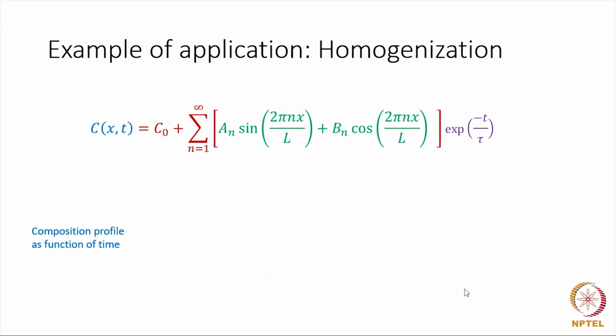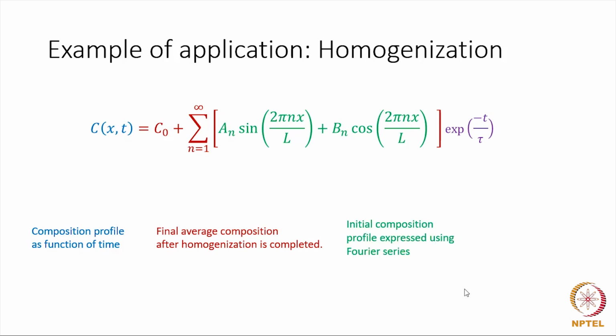And here we have chosen the colors in such a way that we can distinguish the terms. So the solution that we have sought is basically C of x, t. C naught is the final average composition after the homogenization is complete, because when the homogenization is complete, t is almost infinity, which means whatever is multiplied with e raised to the power of minus t by tau should be going to 0, so C naught is the remaining one. That's the final average composition after the homogenization is completed.